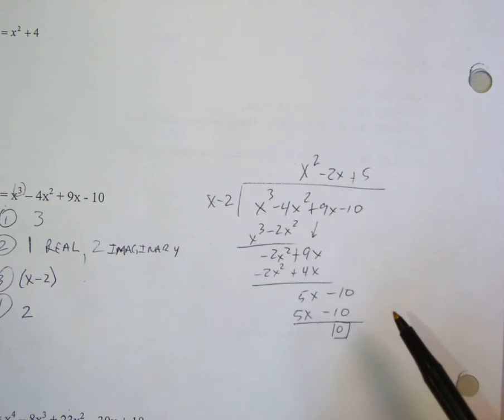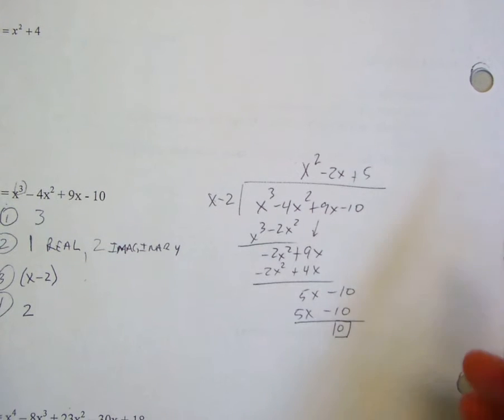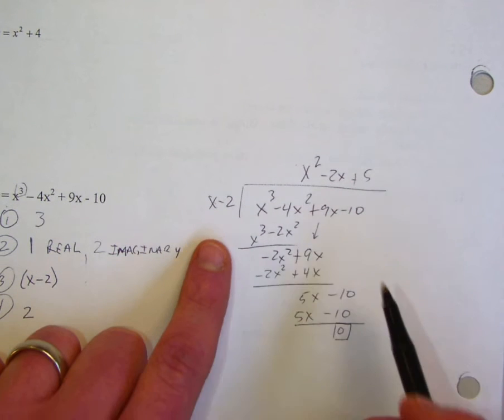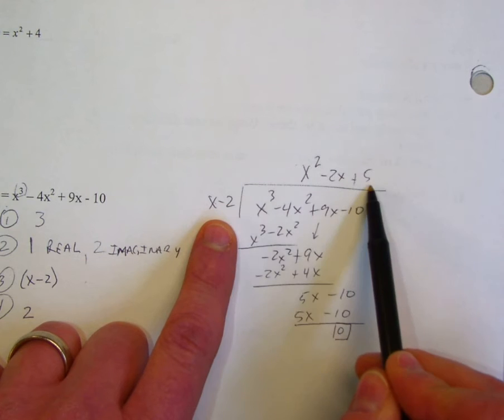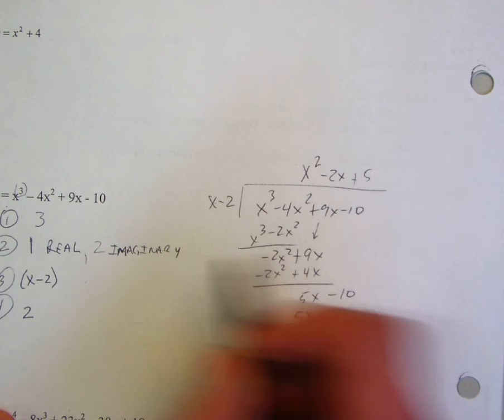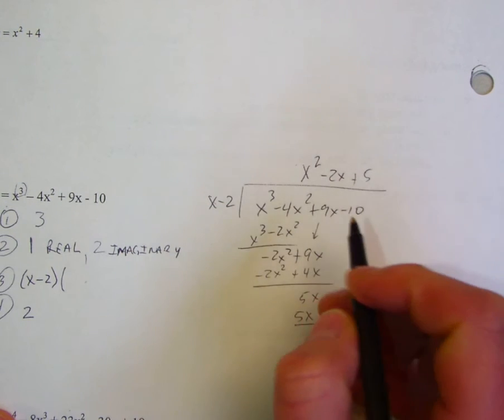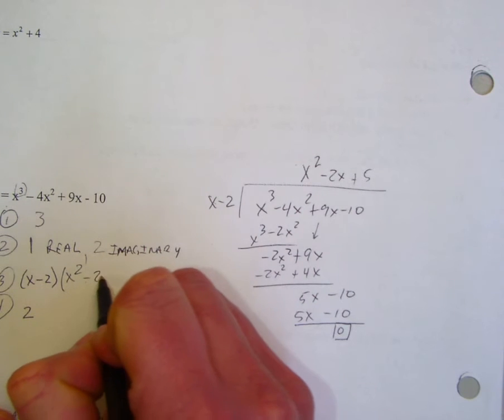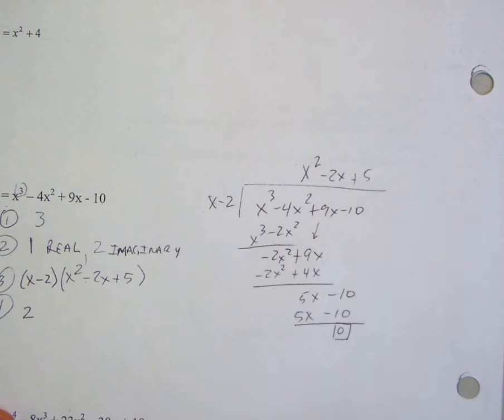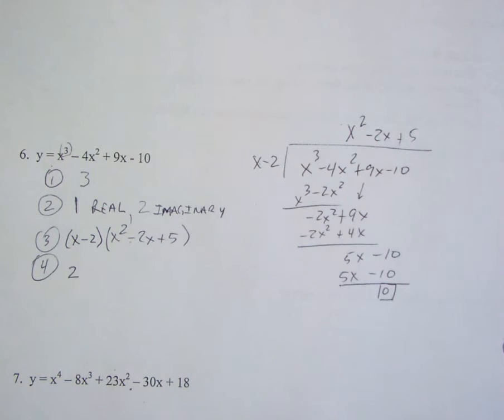Well, here's what this tells me. This tells me the factoring is, if I break this polynomial down, the factoring is this polynomial times this one. So if I wanted to factor over the real numbers, this would be my factoring right here, x minus 2 times x squared minus 2x plus 5. I would be done. Now, we do have to find zeros out of there.